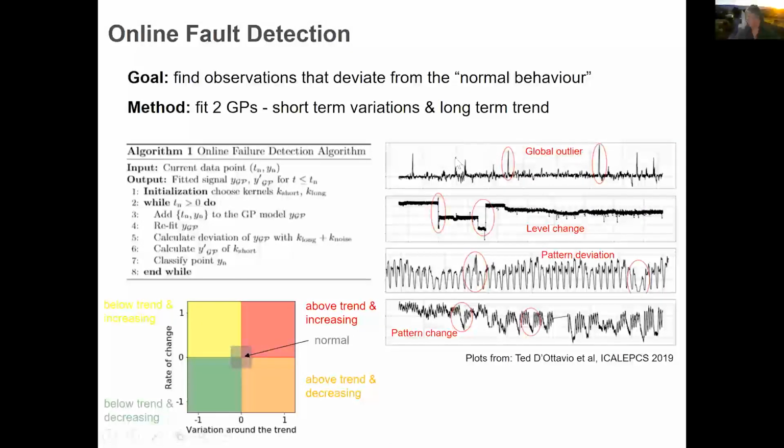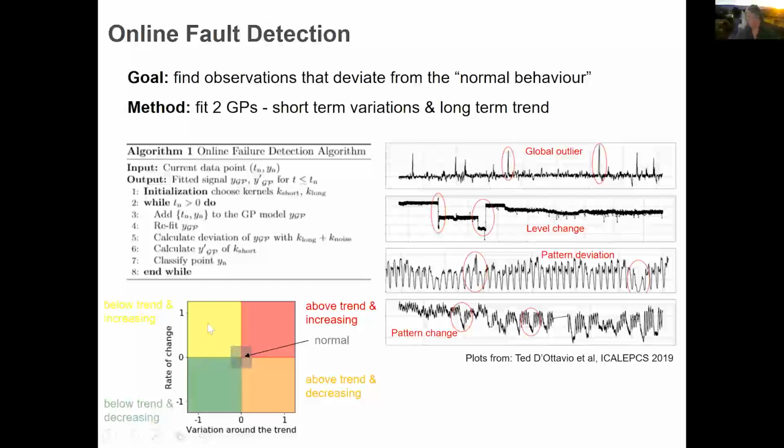So each point here is then being classified using the fitted GP and its derivative to this 2x2 matrix. And this matrix is actually an idea taken from business and economy, where they track the stock exchange and trends in the market. The red box right here means that we are above trend and we keep increasing. So this is an anomaly that's going to explode. The green block here means that we are below trend and decreasing. So again, we are going below some acceptable threshold.